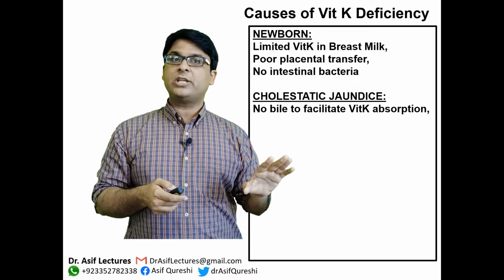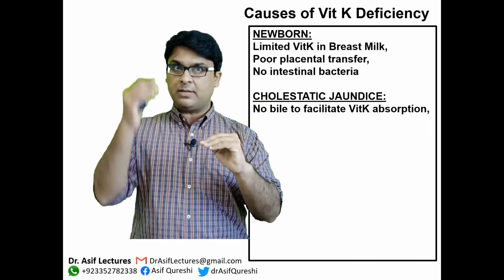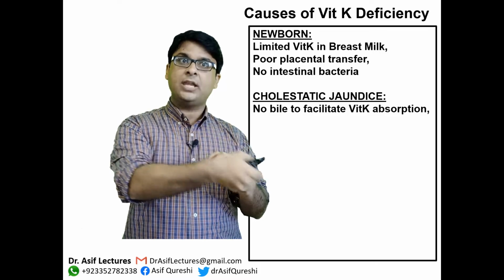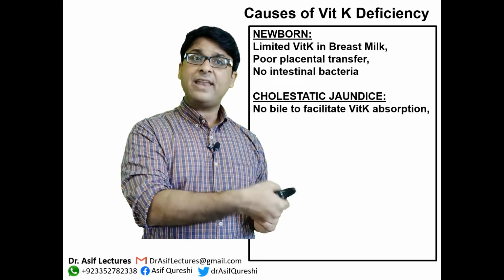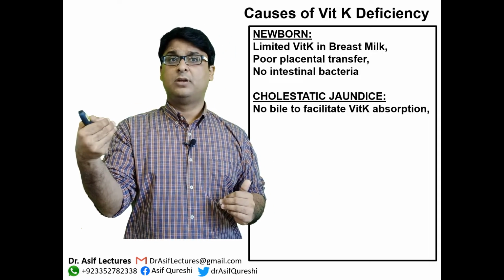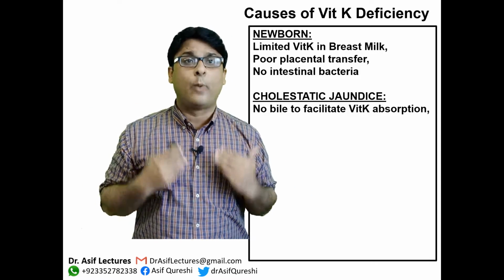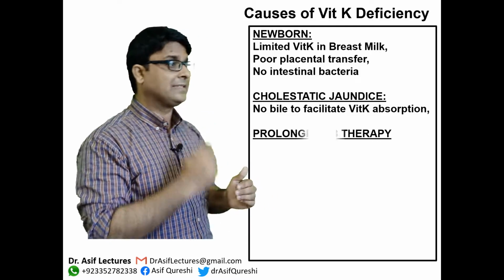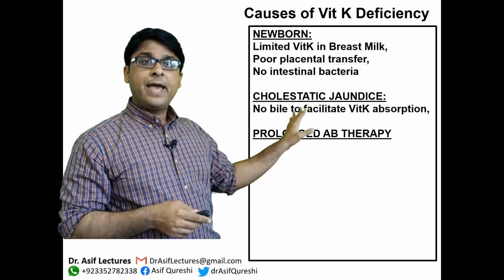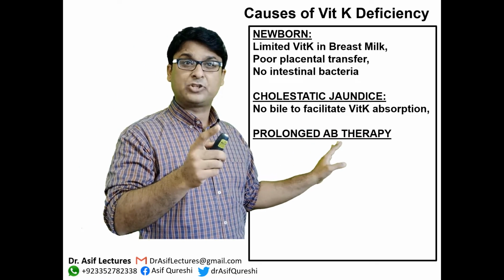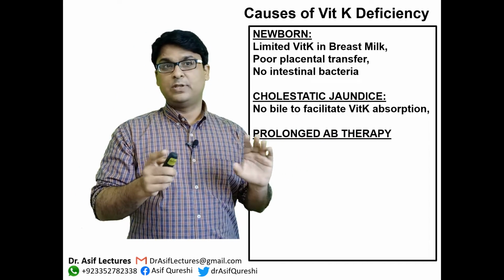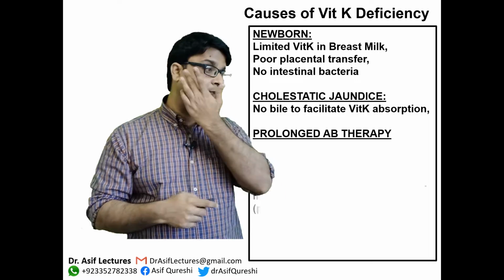Whatever the cause of cholestatic jaundice, if there is any obstruction in the bile flow, bile is not coming into the intestine, absorption of fat is disturbed, and I told you in the very beginning of the lecture, whenever absorption of fat is disturbed, absorption of all fat-soluble vitamins is disturbed, okay? As simple as that. Now, prolonged antibiotic therapy, you are killing the bacteria, and once the bacteria are being destroyed, vitamin K production is disturbed, can lead to deficiency, okay?